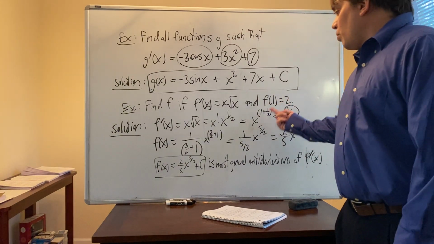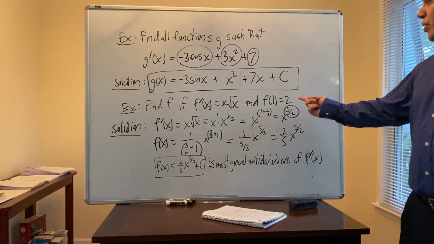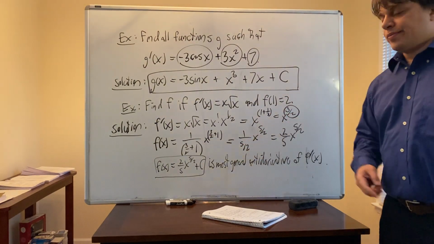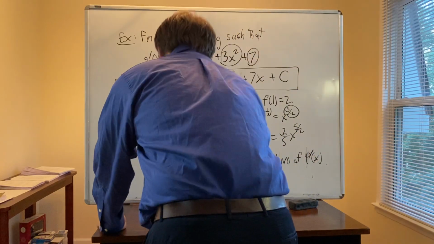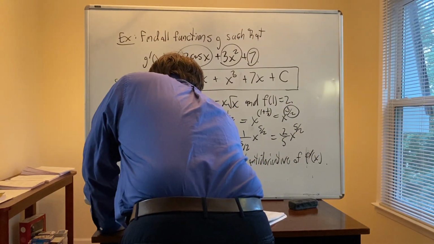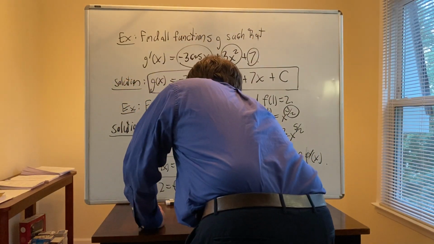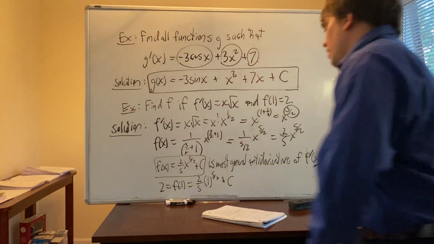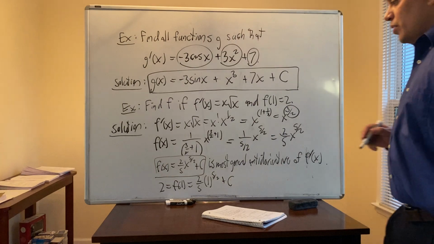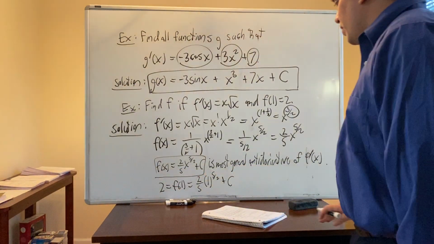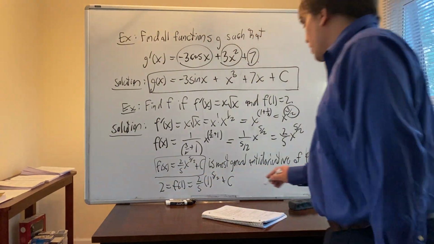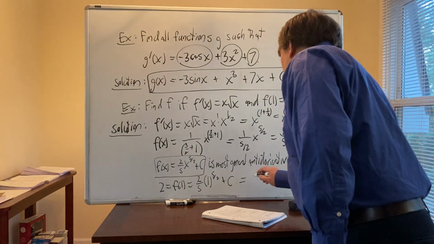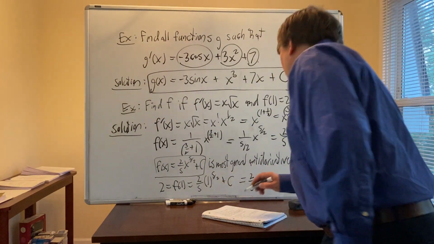And so we're just going to plug 1 into this function, set it equal to 2, and find the value of c that will make this equation hold. Okay, so 2 is equal to f of 1. 2 equals f of 1, which is equal to 2/5 times 1 to the 5/2 plus the constant capital C. 1 to the 5/2 is 1, and 2/5 times 1 is 2/5. So this equals 2/5 plus capital C.